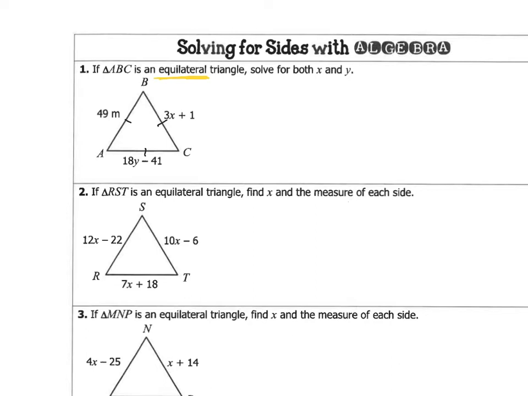So you would have 3x plus 1. If it's equilateral, then it's going to equal what? What's another side? Let's do 49 just because it's an easy number. Okay. Then you go here. Then you just solve for x. So we're going to subtract 1. 3x equals 48. Divide by 3. X would equal 16.